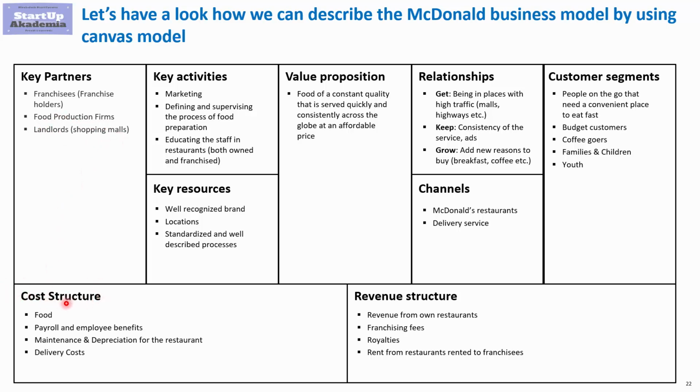In the case of physical restaurants, we have mainly food, rent, and labor costs. If they own the restaurants, the rent is replaced with maintenance and depreciation costs. With more and more food being ordered online, an important cost position becomes delivery costs.